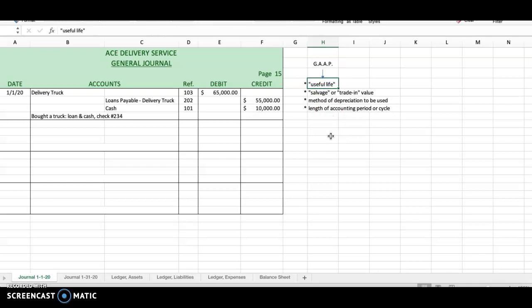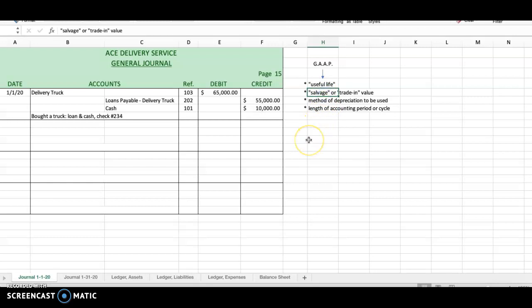We can use our own experience. We can use experiences of similar businesses. There are professional publications. But we need to come up with an educated guess of the useful life of this asset. For our problem on this page, we will assume that the useful life of this delivery truck will be 10 years. So, between now and 10 years from now, it's going to decline in value. But that's the useful life, 10 years.